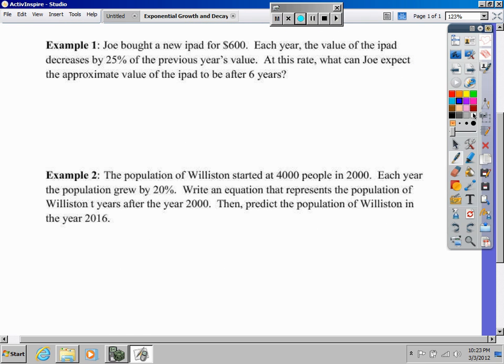First one, Joe bought a new iPad for $600. Each year the value of the iPad decreases by 25% of the previous year's value. At this rate, what can Joe expect the approximate value of the iPad to be after 6 years?